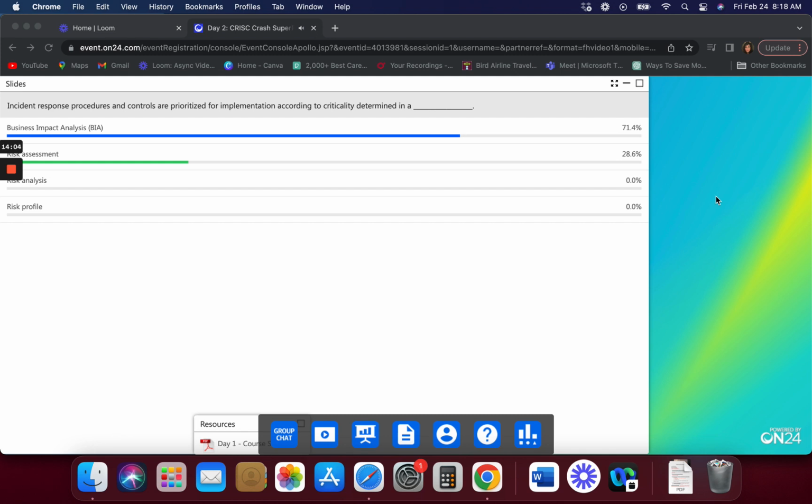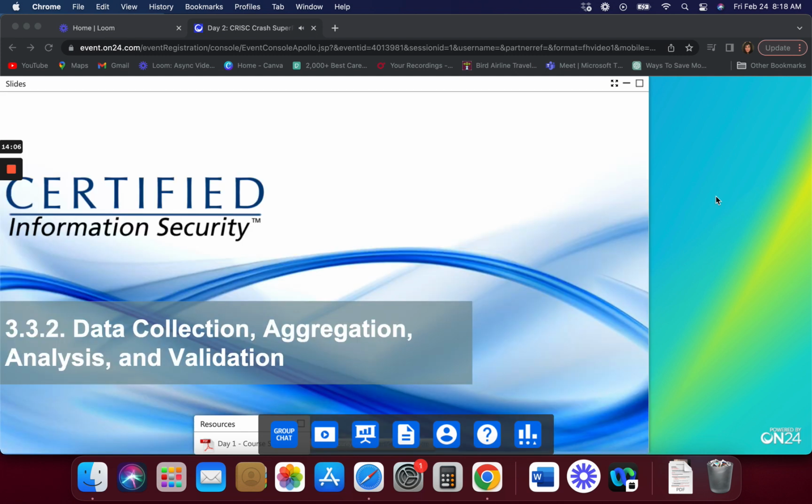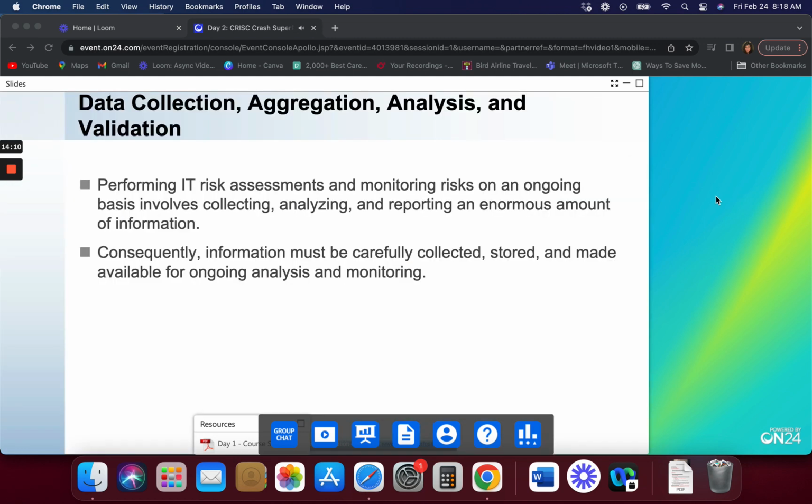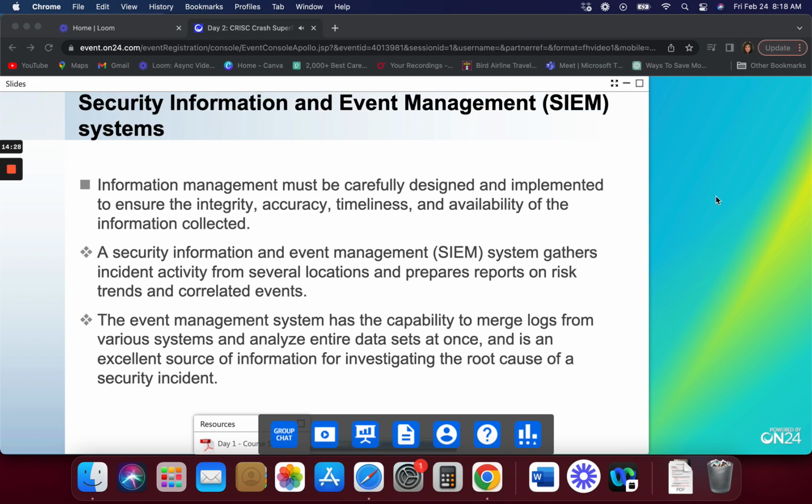So we move on. Data collection, aggregation, analysis, and validation. So again, remember that when we perform IT risk assessments, monitoring risk on an ongoing basis, we're collecting a lot of information. And that information, therefore, must be collected, stored, and made available in a ready way for ongoing analysis and monitoring. So that means we have to design and implement this to ensure integrity, accuracy, timeliness, and availability.